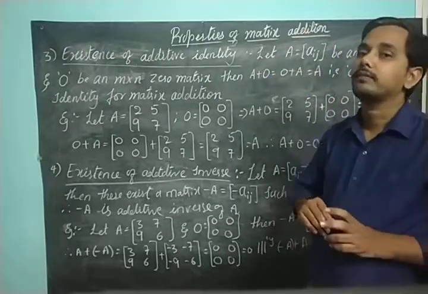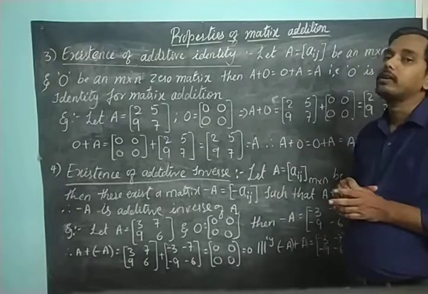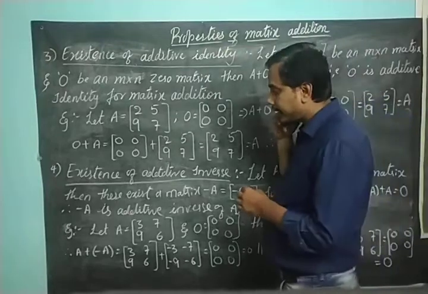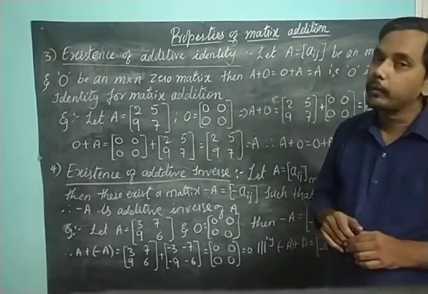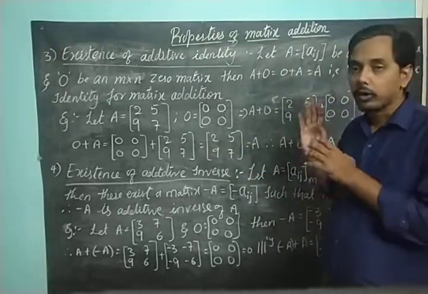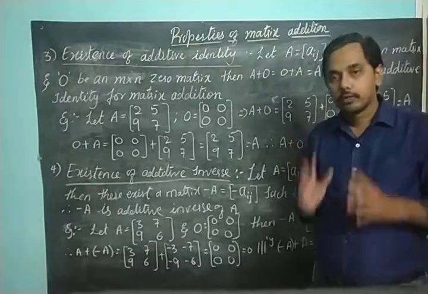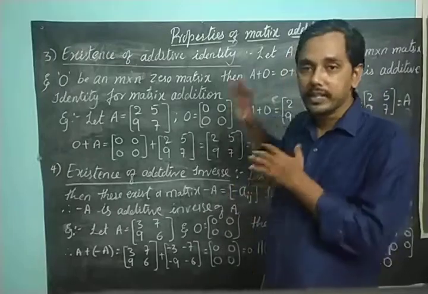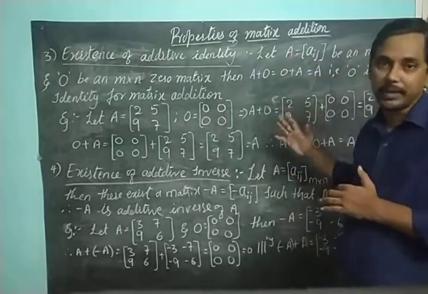First one was commutative law. Second one is associative law. Third one is existence of additive identity. And fourth one is existence of additive inverse. So I hope all the things are very much clear. We'll stop this session today, and next session we are going to continue with the properties of scalar multiplication.